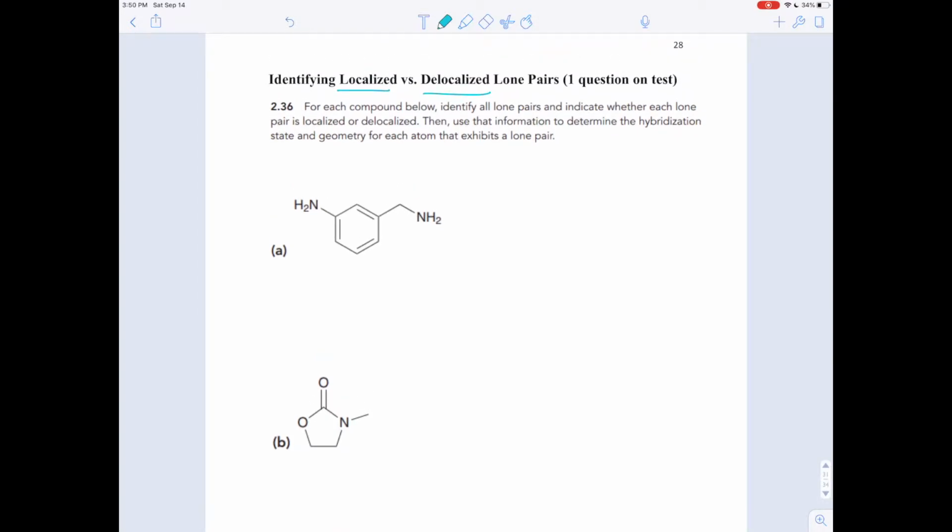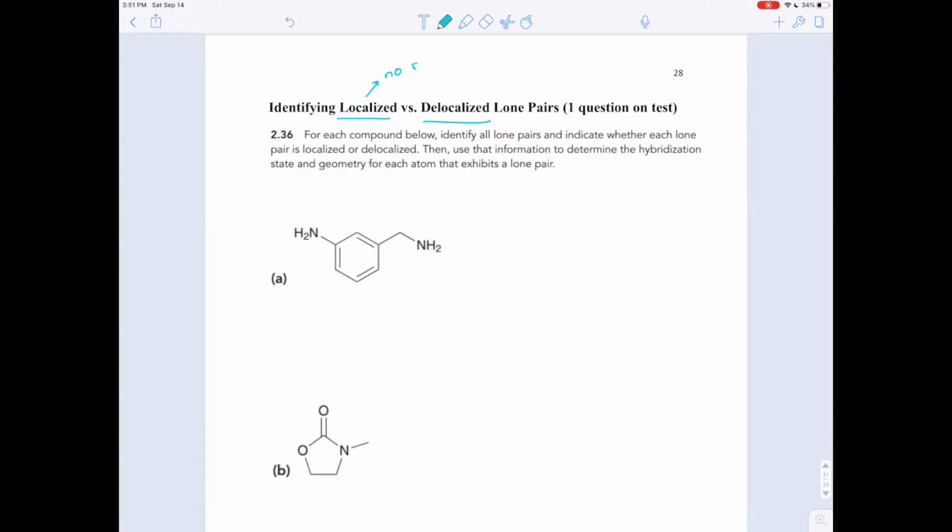Now, the shorthand rule that you can generally use on a test is that a lone pair is localized if the lone pair is involved in no resonance. If it's part of one of the resonance patterns, then it's going to be spread out over atoms. That's what resonance does. It spreads electrons and their charge out. And so if a lone pair is involved in one of the resonance patterns, it'll be delocalized. So that's a sort of shorthand that you could use for these problems.